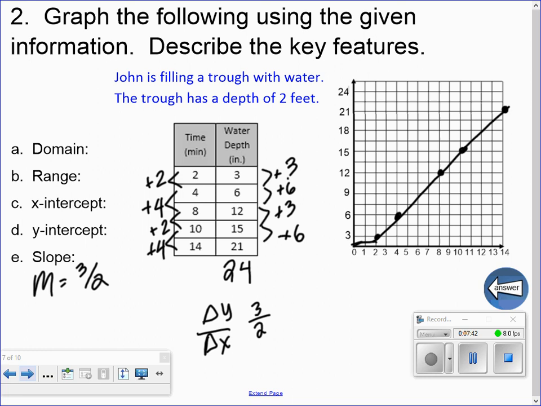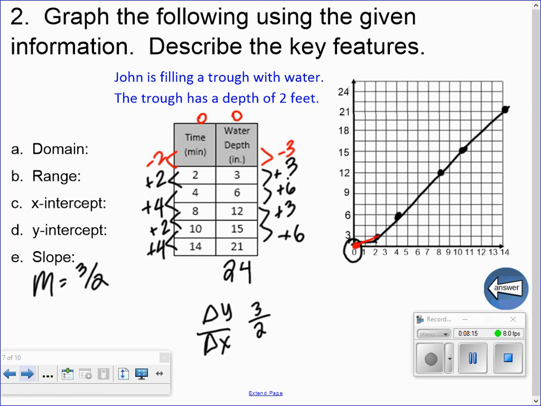Now, if we want to list the domain and the range, let me go back for just a second. Here's how we know that our point goes to 0. If I continue this pattern in the table and I go back, and we want to find the intercept. Every time this side's increasing by 2, this side's increasing by 3. So go back 3. So at 0 minutes, there was 0 inches of water in the trough. So we know that it has to go through 0. So there, we have a point here based off of that.